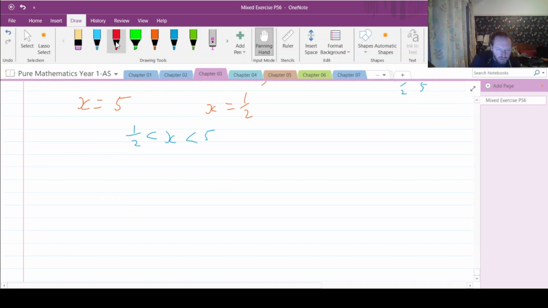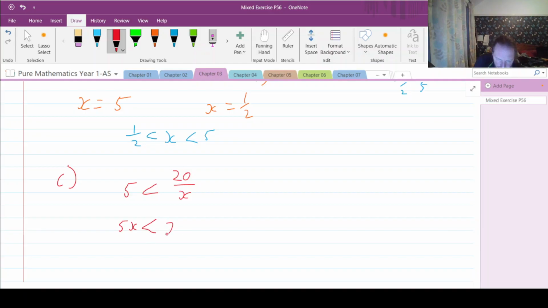Right. Part C, which is the part that the person who wanted this doing wanted to see. So 5 is less than 20 over x. Well, multiply out the x. 5x is less than 20. x is less than 4, doing the division.